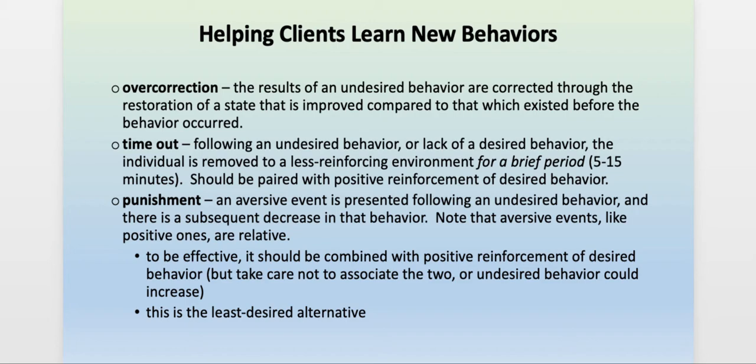Overcorrection: the results of an undesired behavior are corrected through the restoration of the state, but that state is improved compared to what had existed before the behavior occurred. Say a kid spray paints his tag on the corner of a building, and the kid's caught. To correct that, he doesn't just clean off the tag or paint over the tag, but he has to repaint the entire side of the building. That's overcorrection, and that's just one example of that.